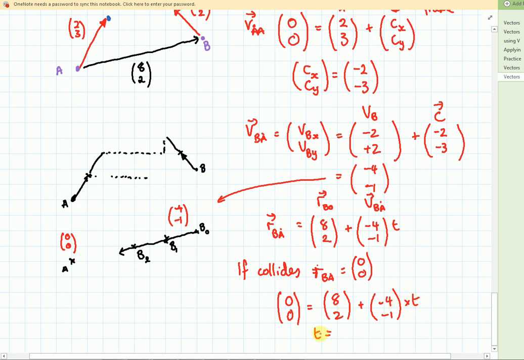Take the top line to make it true, T equals 2. Bottom line to make it true, T equals 2. So at the same time, I and J are the same. Here's a collision. So the pilot has now managed to work out that they're going to collide and something needs to happen.